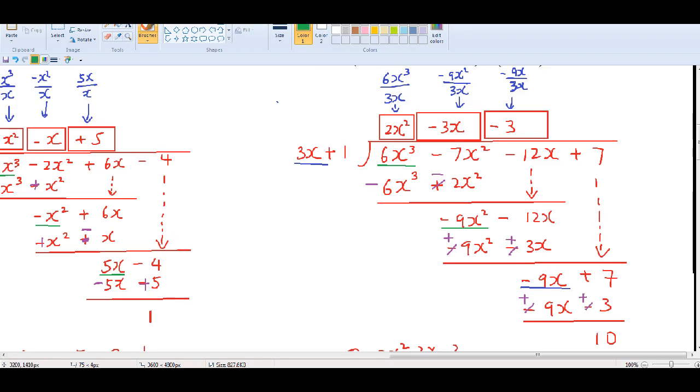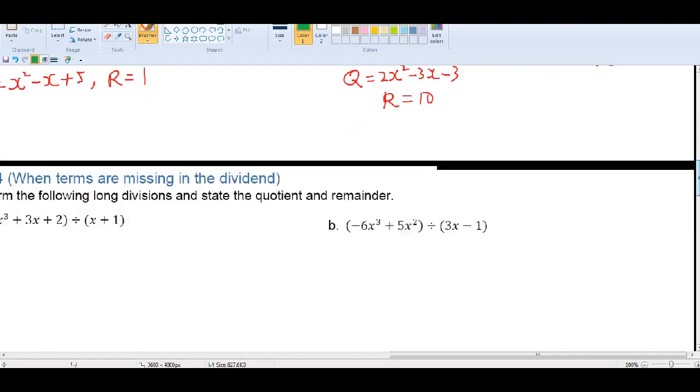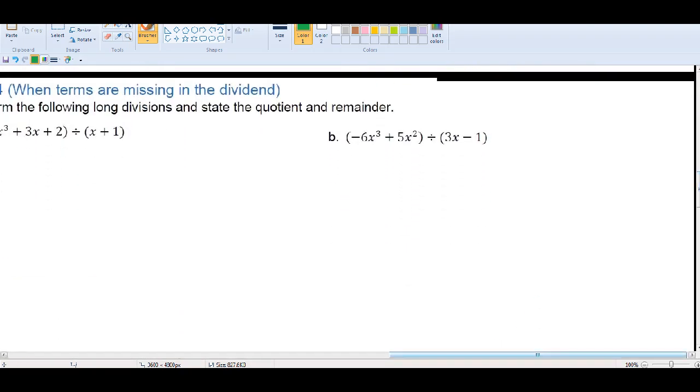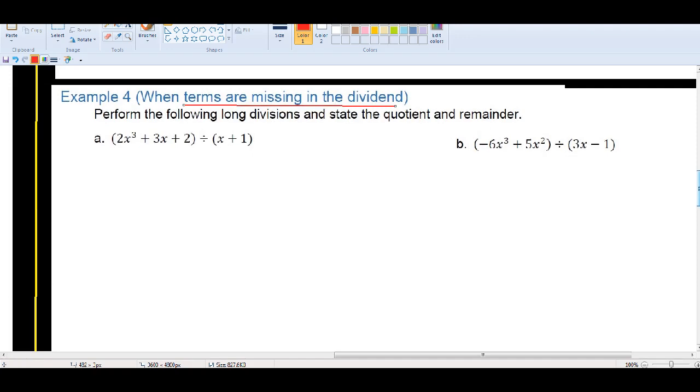Sorry, this one should be the green one. Basically that's how we do a cubic polynomial divided by a linear one. There will be one last special type. Sometimes terms are missing in the dividend. For a cubic one, there could be 4 terms, but sometimes there are only 3 terms because one term is 0.